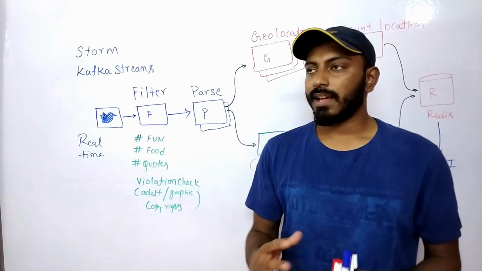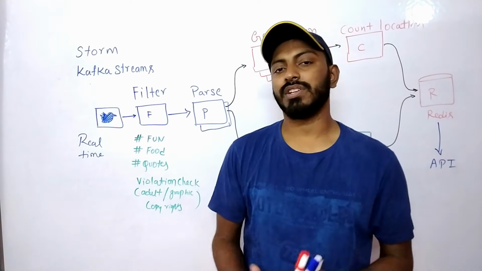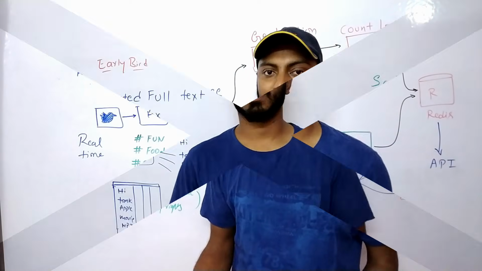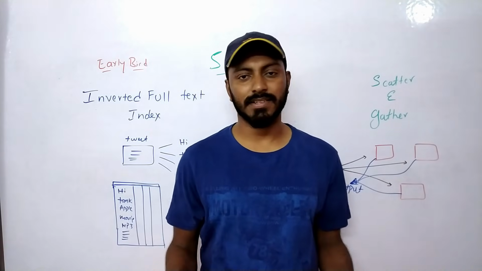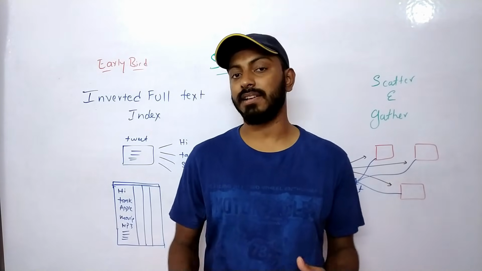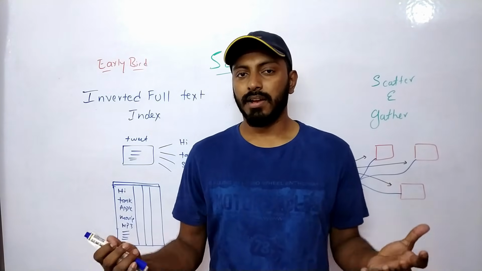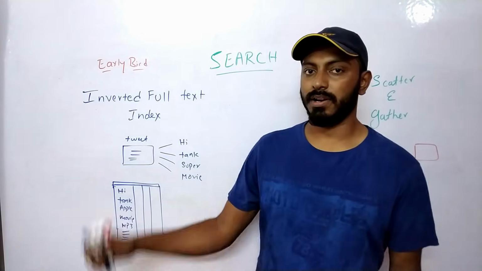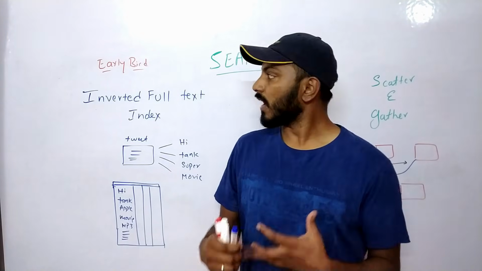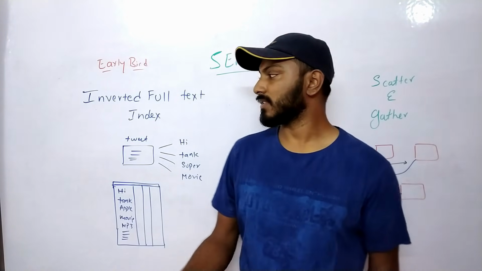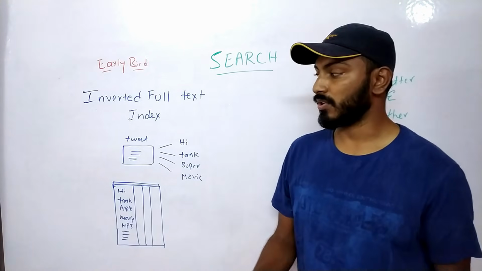And now let's learn a little bit about how Twitter search timeline works. Let's see how Twitter handles searching of its tweets and hashtags. Twitter uses something called Earlybird. Internally, what Earlybird does is an inverted full text indexing operation.